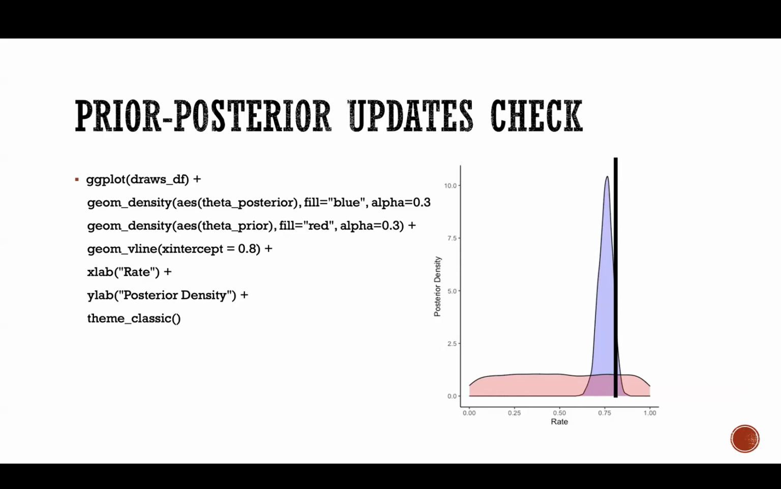Then we can do the prior-posterior update checks, where we plot as just before, and there you have the code, the prior against the posterior. We see that the posterior has moved its mode compared to the prior, and that its confidence has become much higher, which are both very good signs.